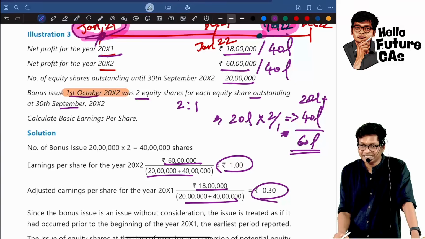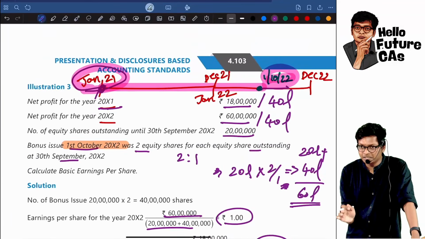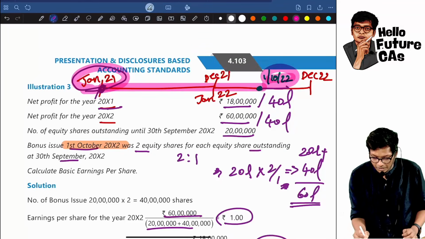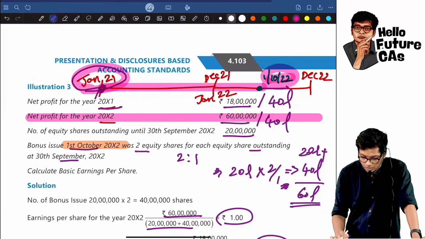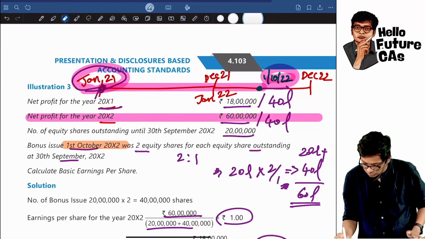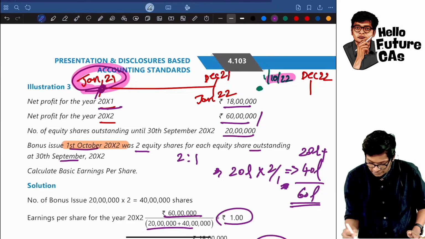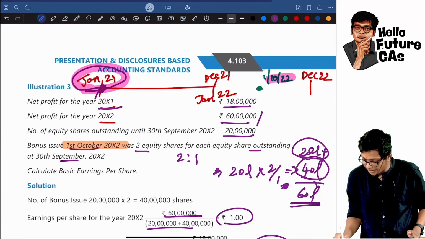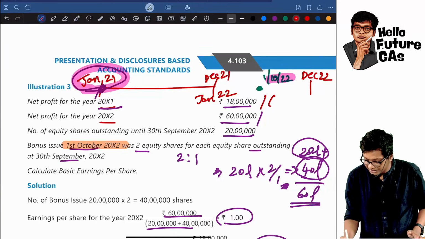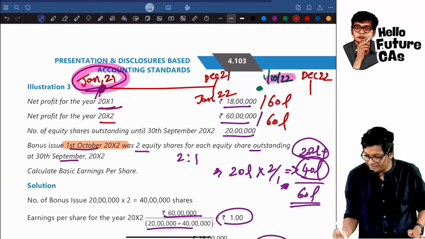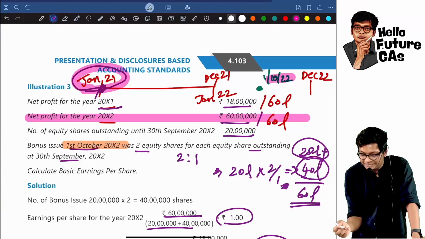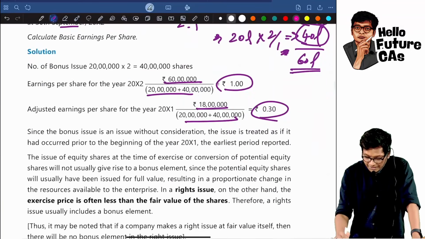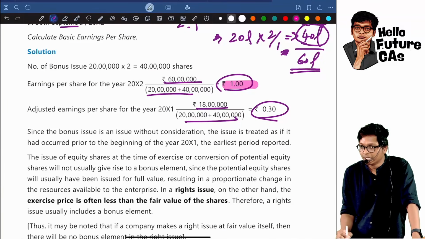Are you understanding, guys? So which years have you changed? This year is remaining the same. Sorry, it has to be 20 lakhs existing plus 40 lakhs bonus, total 60 lakhs. So 60 lakhs divided by 60 lakhs. This year is going to be the same, 60 by 60, which is going to be 1 rupee, correct? Are you following? Previous year is 18 by 60, it's going to be 0.3.